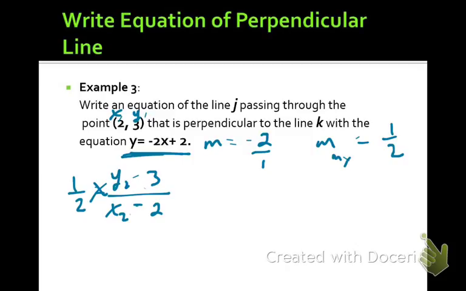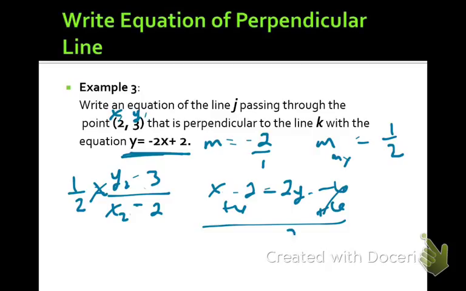And now I'm going to cross multiply. So I get x2 minus 2, because that's 1 times x2 minus 2. And then I'm going to distribute that 2 and get 2y2 minus 6. At which point I'm going to drop the 2 notation. Add 6, because now I'm trying to solve for y.